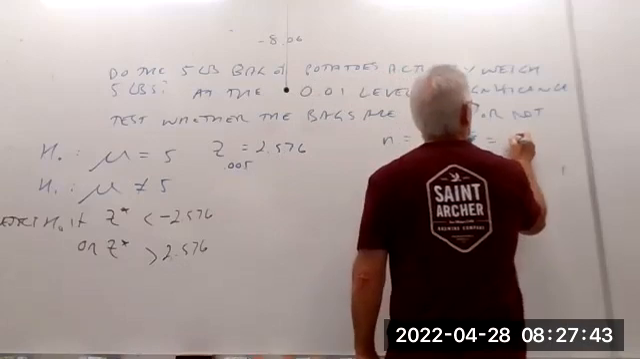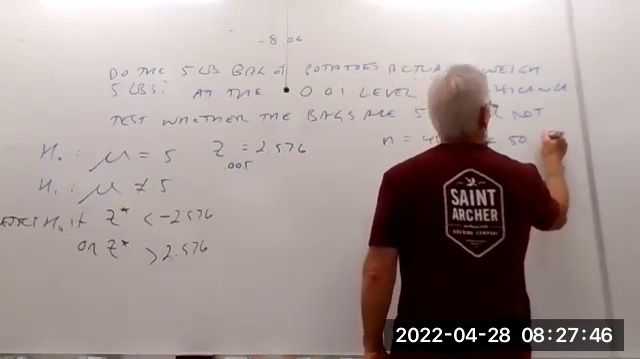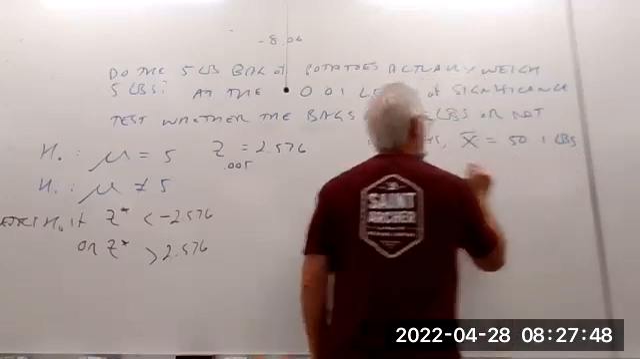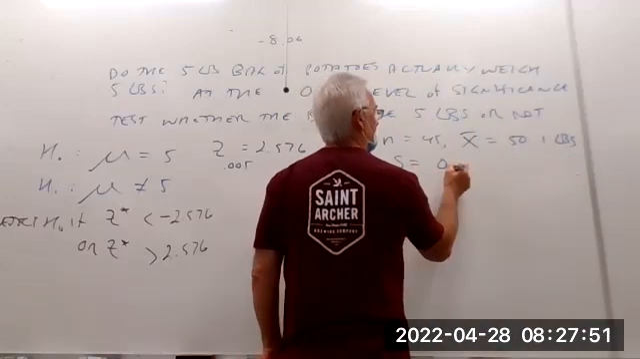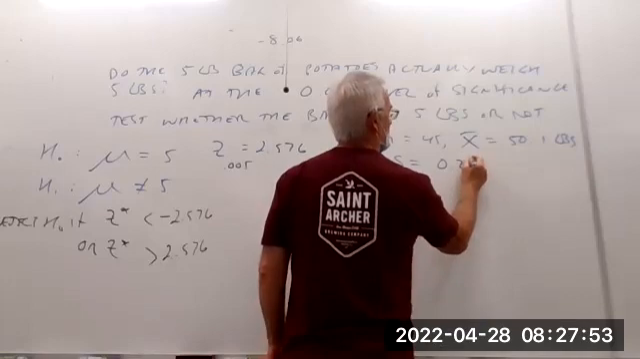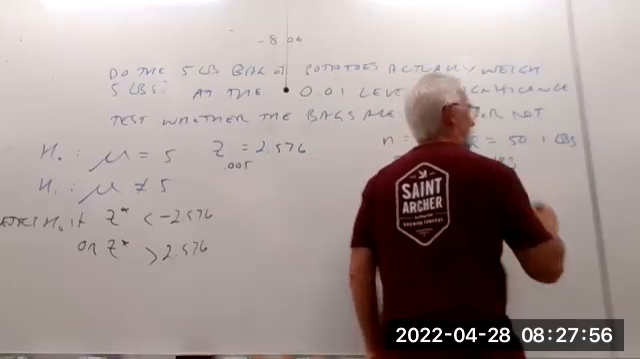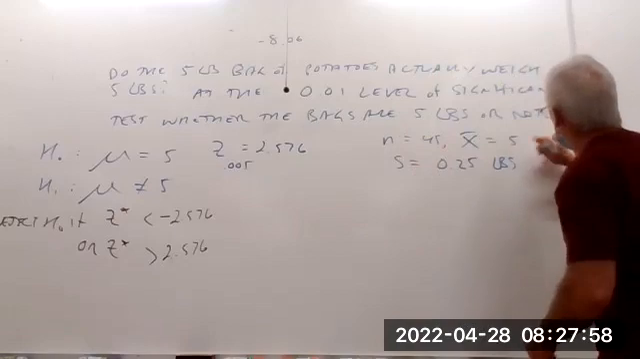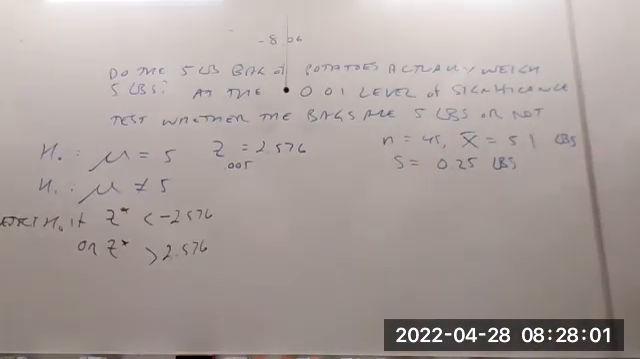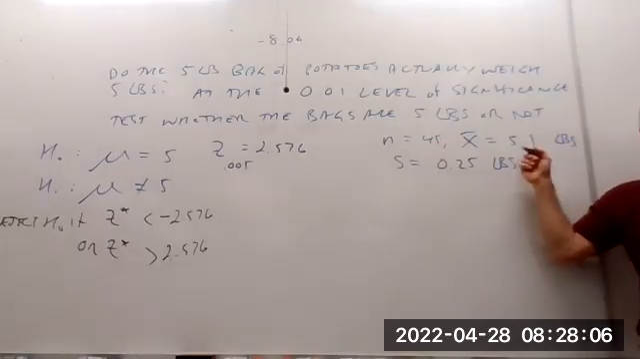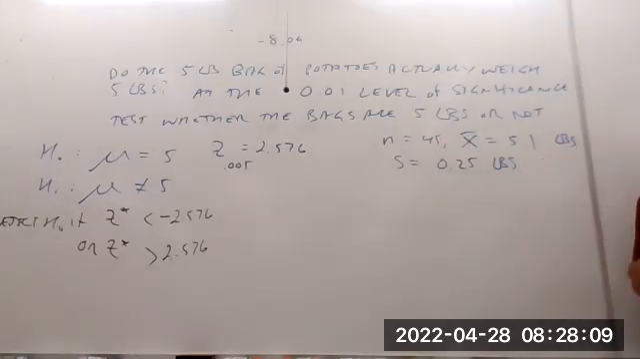Your X bar was 5.1 pounds, and your standard deviation was 0.25 pounds. Sorry, 5.1, not 50.1. 45 bags, I weighed them. The average was 5.1 and the standard deviation was 0.25. And that small standard deviation makes sense because it's not that heavy. Okay. Now let's calculate our z-value.